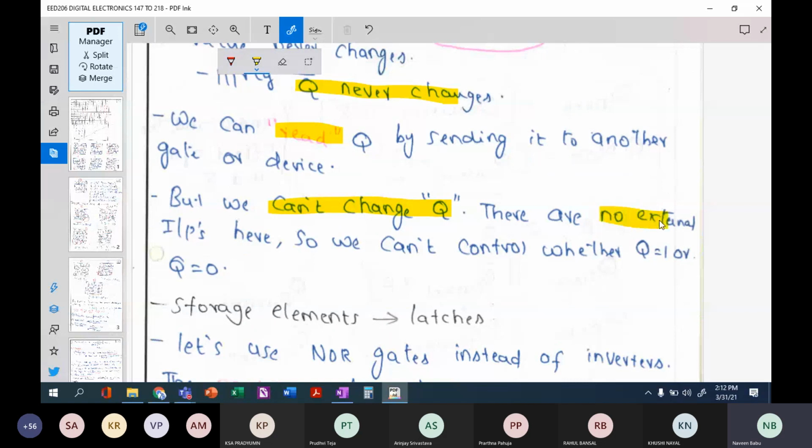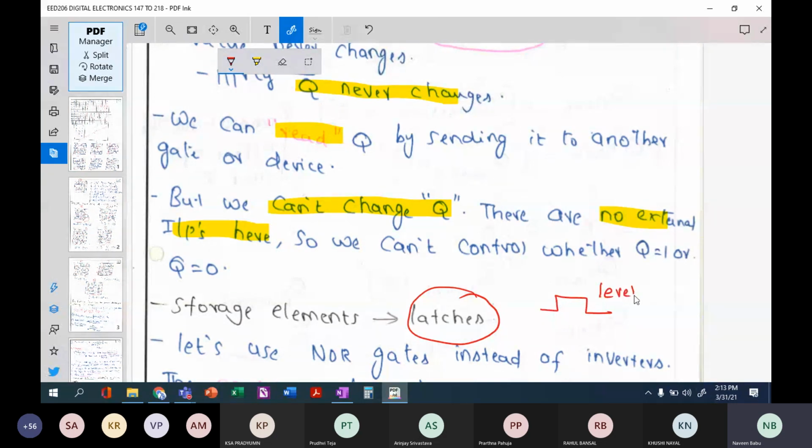So because there are no external inputs here, we can't control whether Q is 1 or Q is 0. So out of the three, two things are done. These kinds of elements are called latches. What do you mean by latches? They will respond to the inputs immediately, right? So these are called latches, and these kinds of circuits are level triggered circuits.